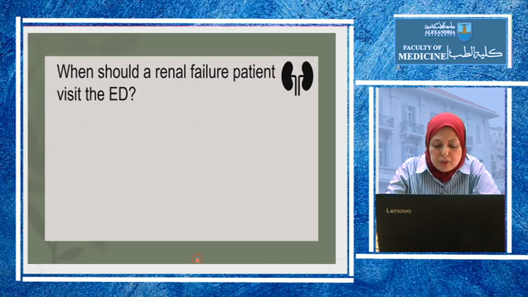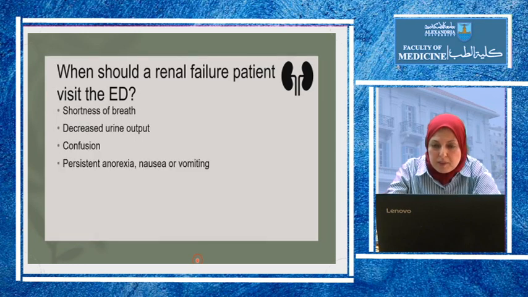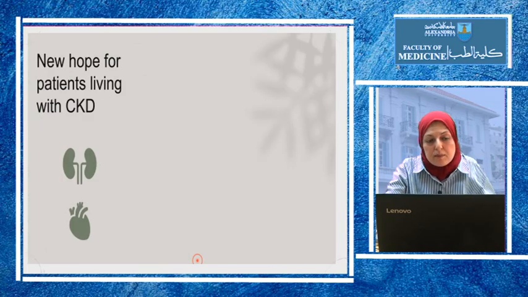We should also make sure patients with advanced CKD know when they should visit the emergency department: if they have shortness of breath, if they have decreased urine output or anuria, if they feel they are confused or the family members feel they are confused, if they have persistent anorexia, nausea, vomiting, if they have disturbed sleep, if they have persistent itching, if they have palpitations, or if they have chest pain.